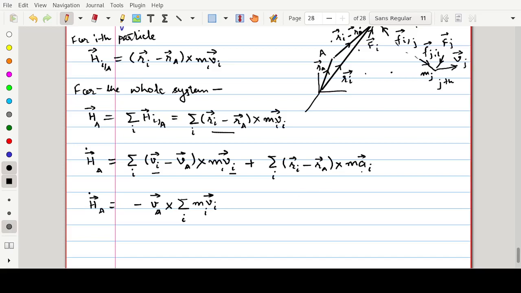Now what is this term? This second term, so this is m into ai, which is nothing but, from Newton's second law, for a particle, mass into acceleration is net force. So forces are Fi plus summation over j Fij. So m ai is this.